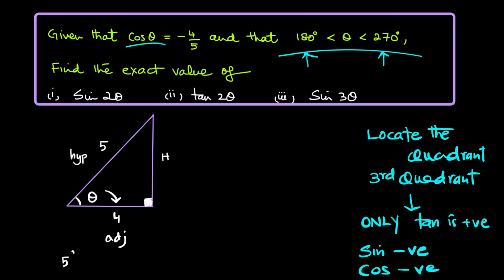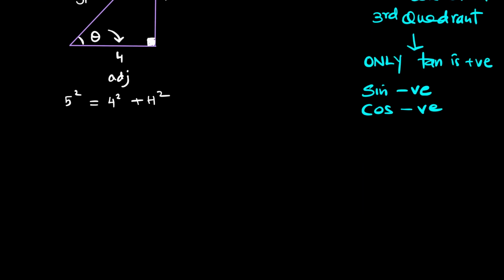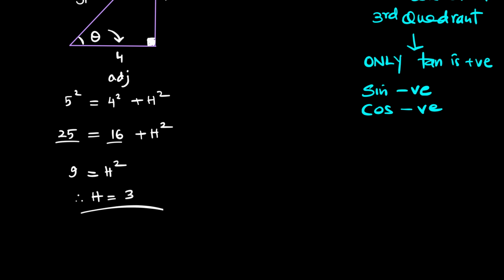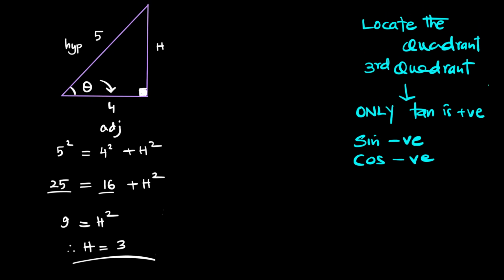Let's do a bit of calculation. 5 square is equal to 4 square plus h square. 5 square is 25, 4 square is 16, h square remains as h square. The difference between 25 and 16 is 9, that is h square. Therefore, the value of h is coming out to be 3. Now, the triangle is complete. So the value of h is 3.